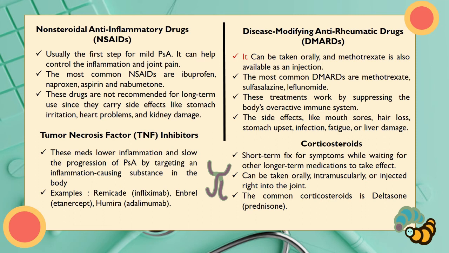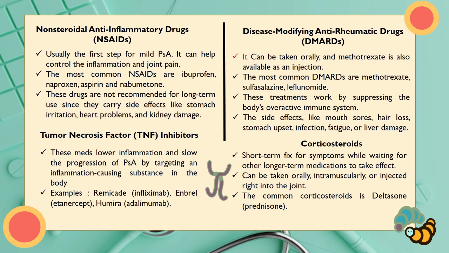Next, tumor necrosis factor alpha inhibitors can treat people who have psoriatic arthritis. These medications lower inflammation and slow the progression of psoriatic arthritis by targeting an inflammation-causing substance in the body. Examples are Remicade, Enbrel, and Humira. Lastly is corticosteroids.